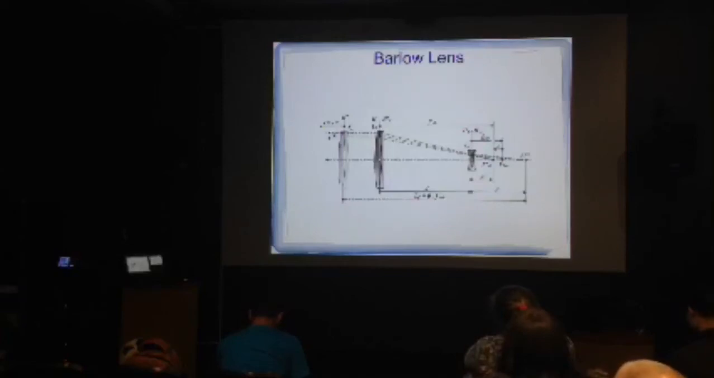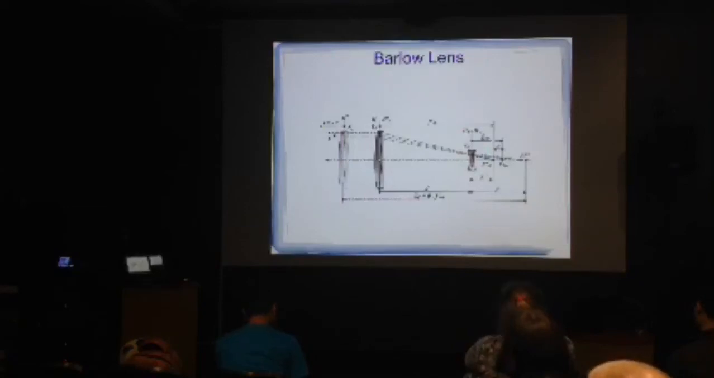So the reason you would do that, there's two reasons. If you haven't got a lot of eyepieces, you can have a Barlow, combine it with an eyepiece, and you basically double the range of magnifications you can use. These are actually also useful for photography.